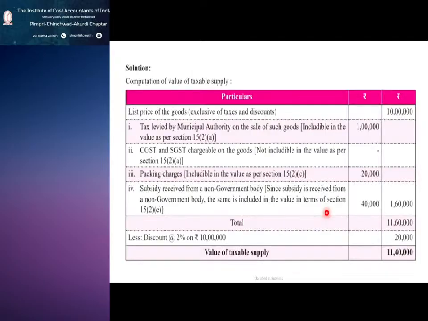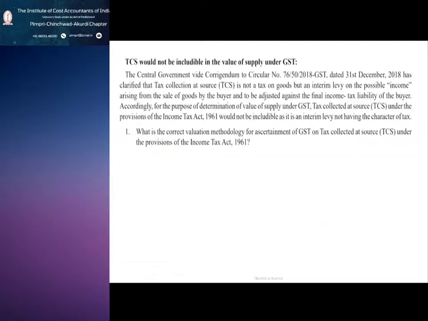You can refer to our material also. I'll tell you the page number, you can refer to it. You can open page number 131.